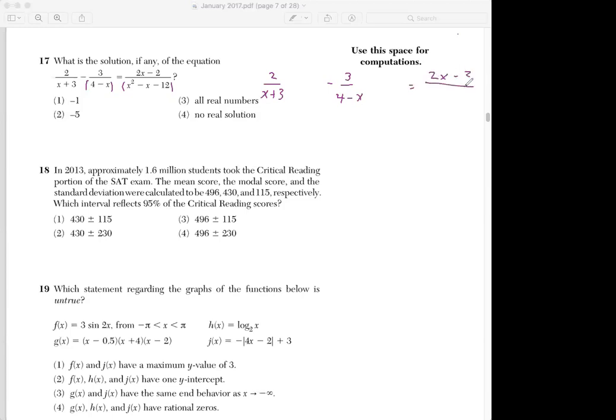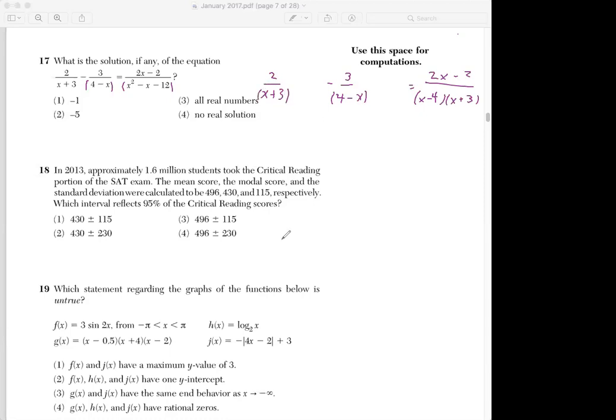Equals 2x minus 2 over, let's see, minus plus 4 and 3. So let's see, x minus 4. X minus 4 is different than 4 minus x. So we kind of have to figure this one out.